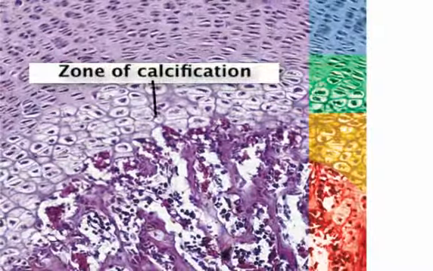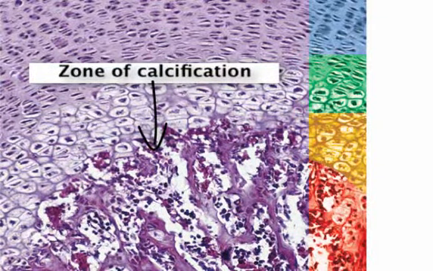In the zone of calcification, minerals are deposited in the matrix between the columns of lacunae. This calcifies the cartilage. This is not bone tissue yet. This is just calcified cartilage, mind you.